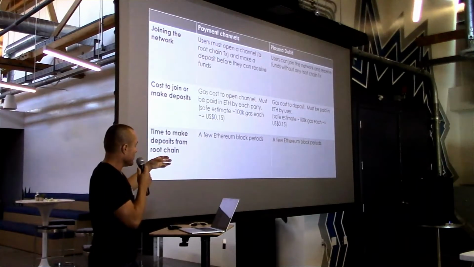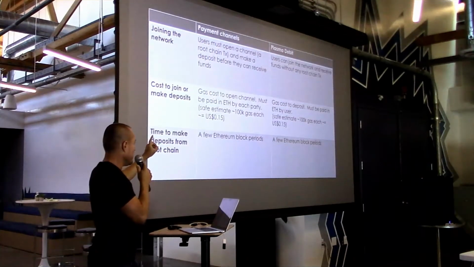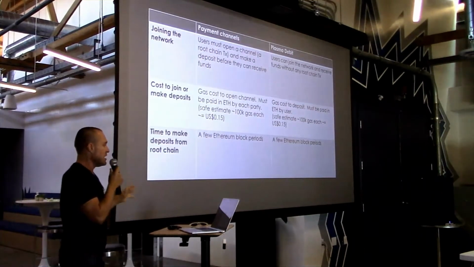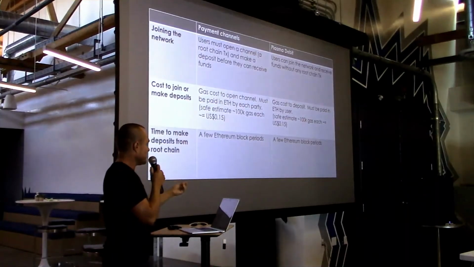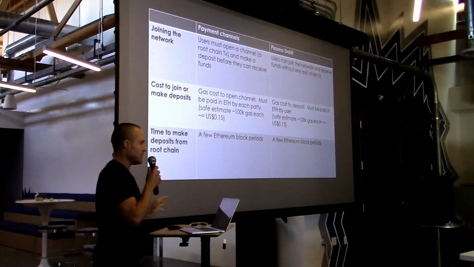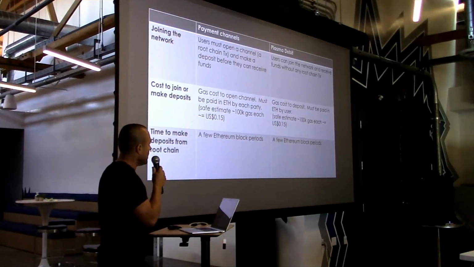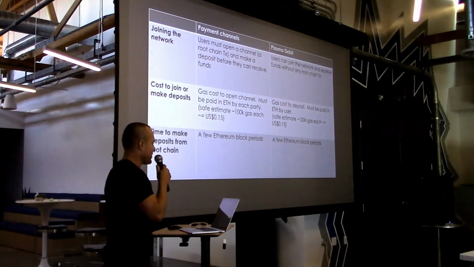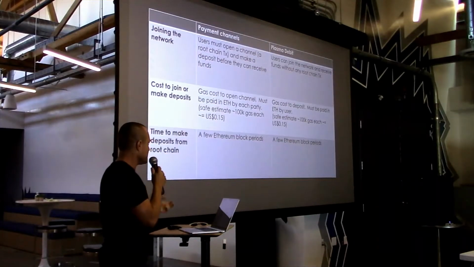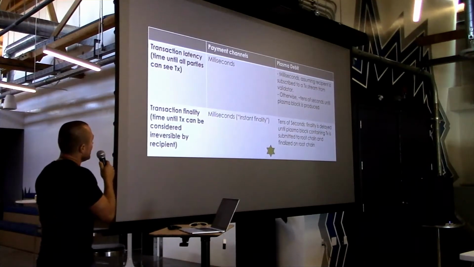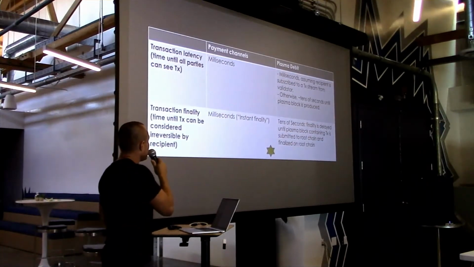Cost to make a deposit is roughly the same. If you want to deposit funds from the root chain onto your state channel, you're going to do an on-chain transaction. It's probably on the order of 100,000 gas, which at today's prices is something like 10-15 cents to open that channel and make a deposit. With Plasma, it's the same order of magnitude, maybe 100,000 gas, maybe a little bit less, so 10-15 cents to make a deposit from the root chain to a Plasma chain. And the time to make a deposit in both cases is about the same. You're looking at about a few Ethereum block periods, which is kind of how long it takes to finalize an Ethereum transaction. So on the order of tens of seconds to a minute or two.